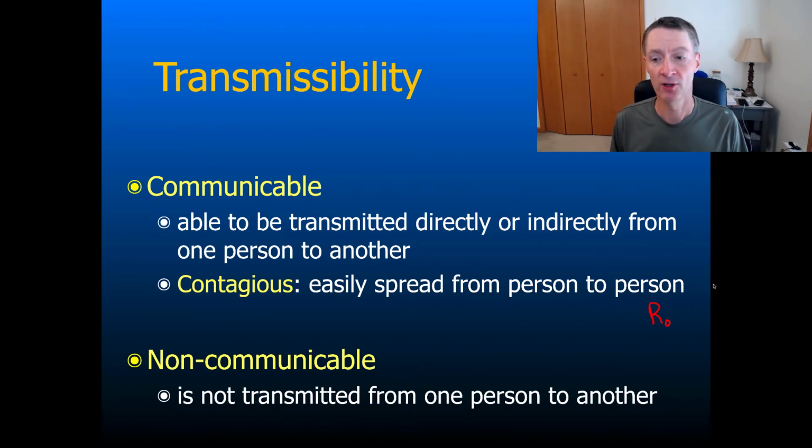Now, measles, the R naught is something on the order of 12 to 18. Very contagious, all right, when it comes to transmissibility. This is in comparison to non-communicable diseases that cannot be transmitted. So a classic example might be something like cancer, right? So cancer is not something that we typically think of as being transmissible.